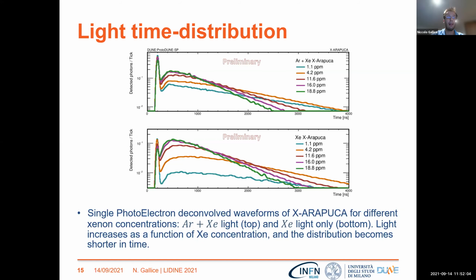Here, I present a light time distribution. On the top, the argon plus xenon distribution, while on the bottom, the xenon light only distribution. This is a single photoelectron deconvolved waveform of the X-Arapuca for different xenon concentration. Light increases as a function of xenon concentration, and the distribution becomes shorter in time, acquiring the typical bump structure.